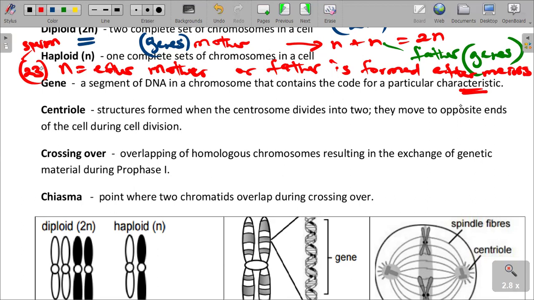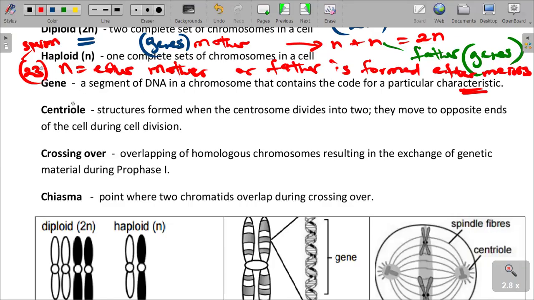So the genes are a segment of DNA that contains the code for a particular characteristic. Characteristics are carried by genes in living organisms, which again, these genes are a portion of DNA. They are a portion of the DNA that we are going to continue talking about as we go.